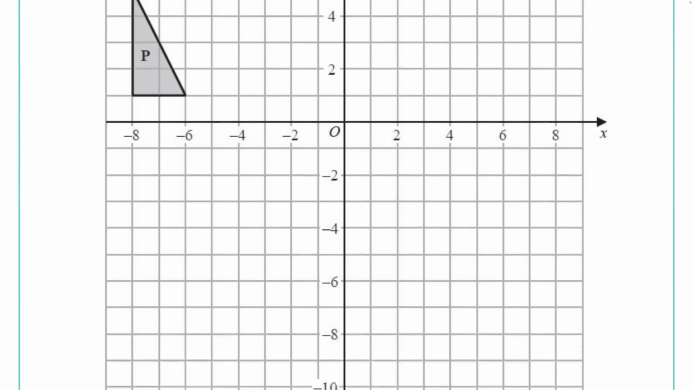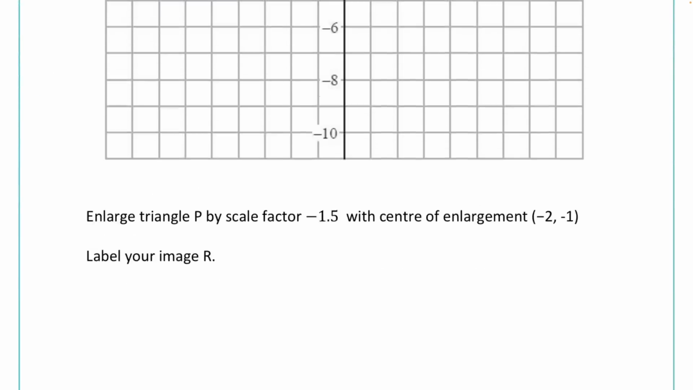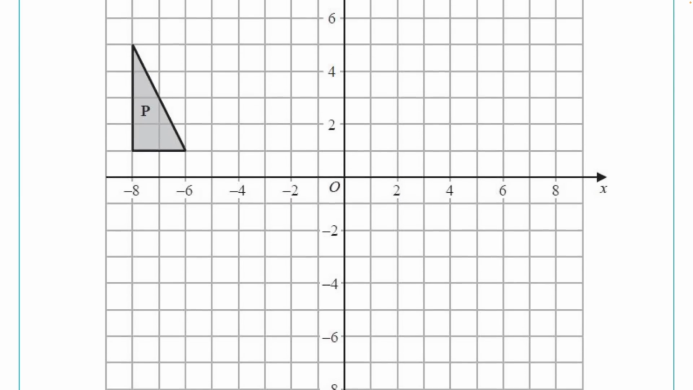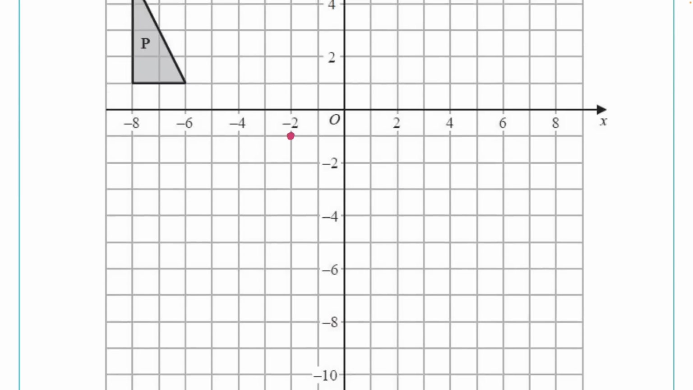For question 16 here, we have an enlargement with a negative scale factor. It says to enlarge triangle P by a scale factor of -1.5 with a centre of enlargement (-2, -1), and label your image R. Now for starters, we want to find that centre of enlargement. So (-2, -1) is just here. So that's where our centre of enlargement is.